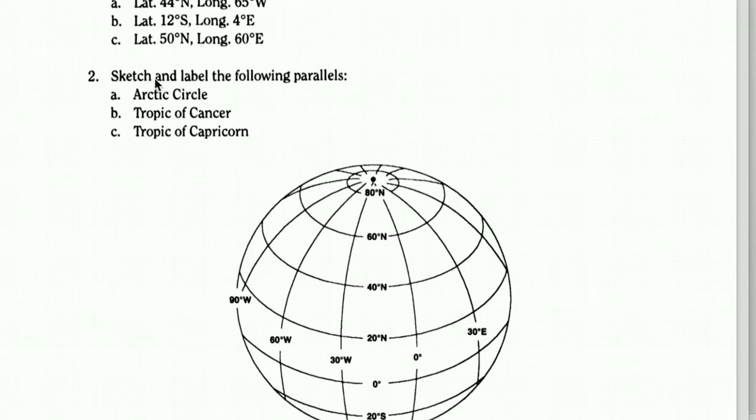Alright, and then you're going to sketch and label the following parallels. So you've got A, the Arctic Circle.